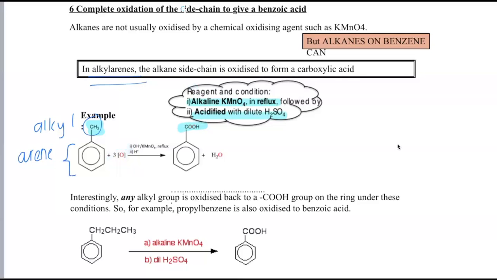Okay, so how do you write the equation? Basically, you just have to balance the equation. Oxidizing agent is represented as a square bracket O, because when something is oxidized, it gains oxygen. Okay, so COOH and water as the product. Okay, and we call this product a benzoic acid.